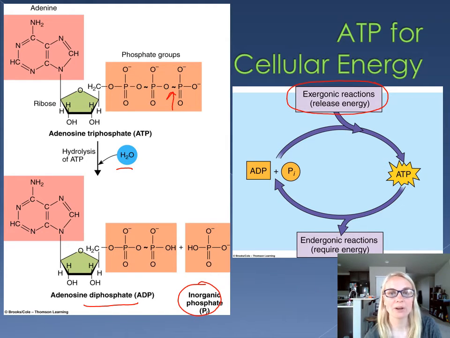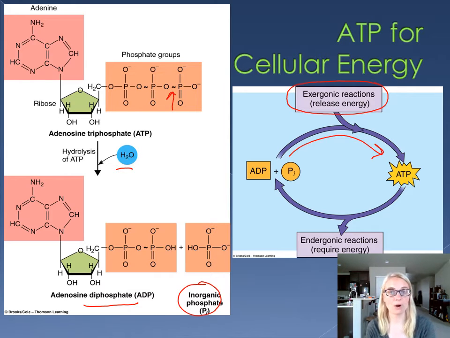So the energy that's stored in our sugar, the food that we eat, and then fats and proteins, the energy that's stored in the food that we eat is released in these catabolic reactions, and that energy is used to drive that cramming of that phosphate group onto the ADP to generate ATP. So we're basically transferring the energy.